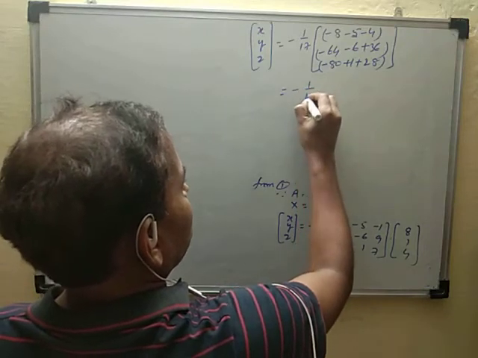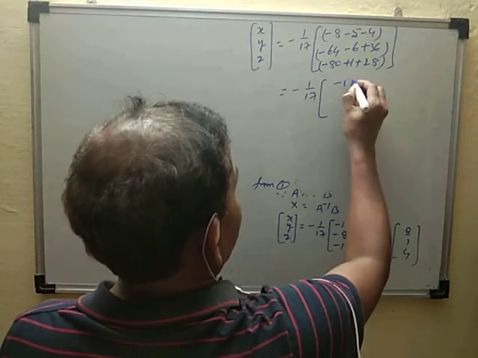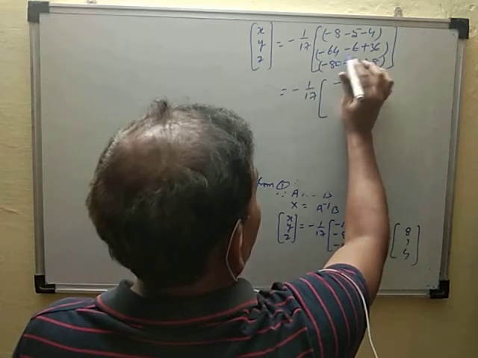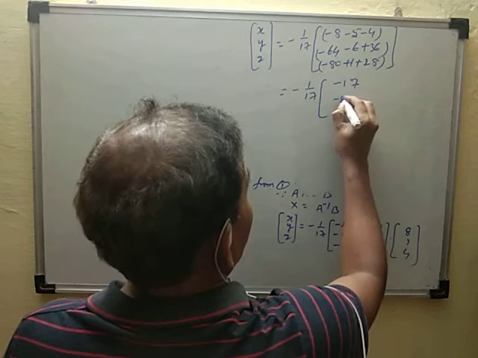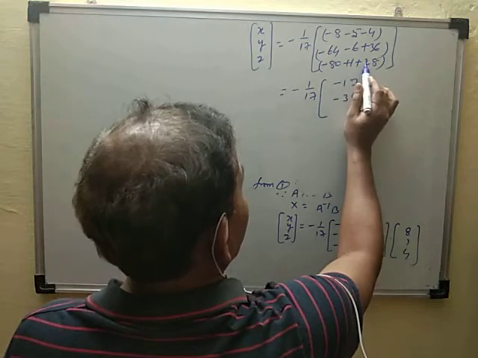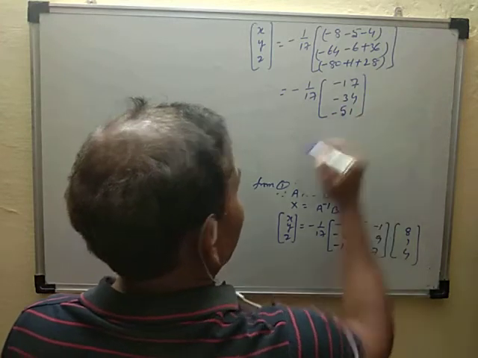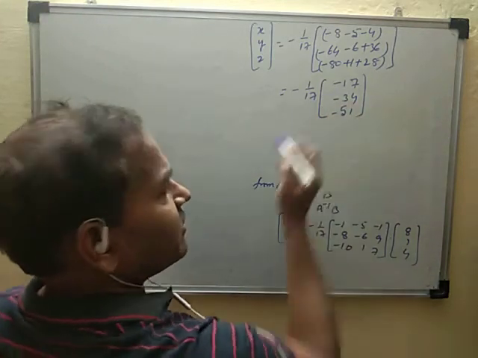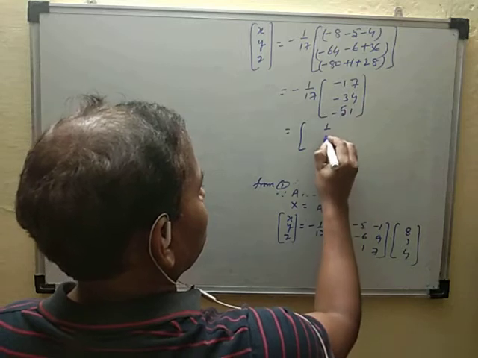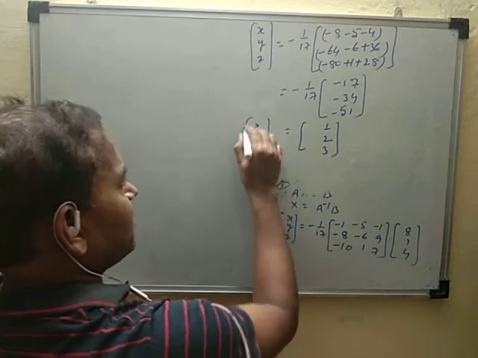So this is equal to minus 1 by 17, simplify it. This is minus 9 minus 5 minus 4, minus 17 in total, this one is minus 64 minus 6 plus 36, minus 34, this one is minus 80 plus 1 plus 28, minus 51. Now divide by minus 17. So this becomes 1, 2 and 3. This is the value of x, y and z.